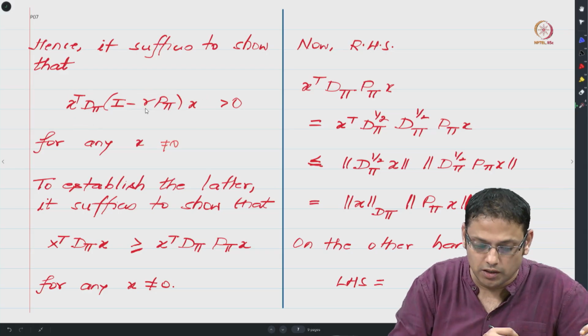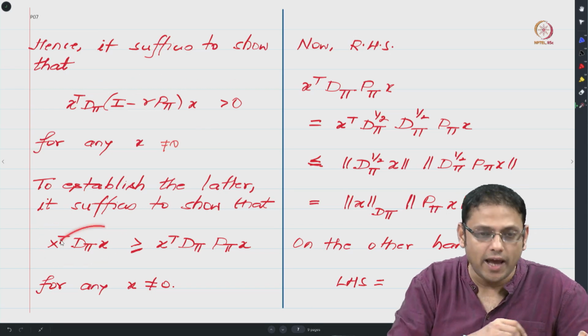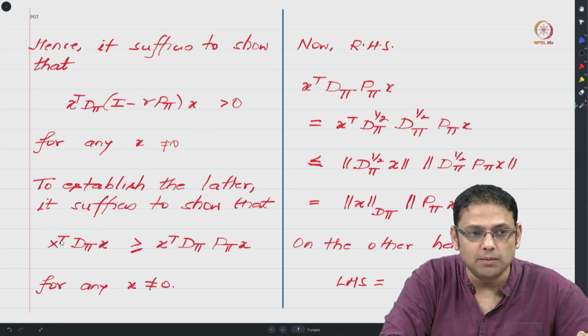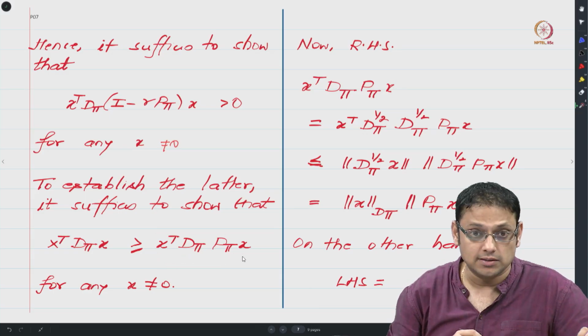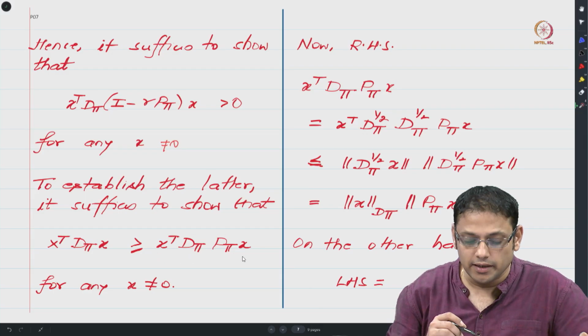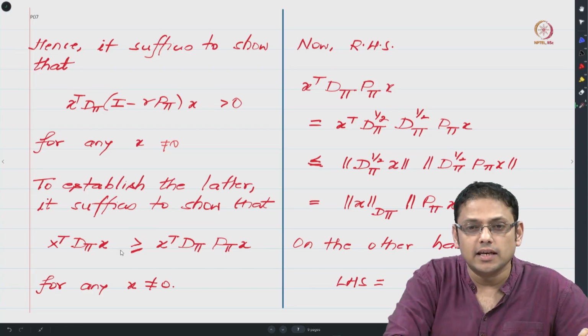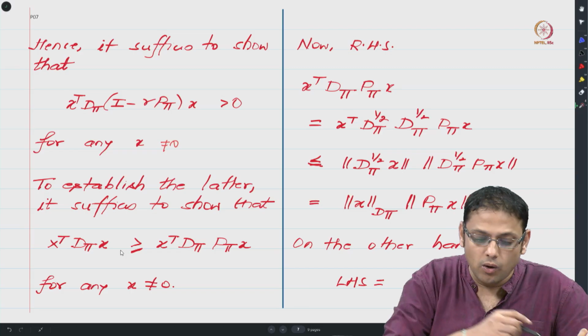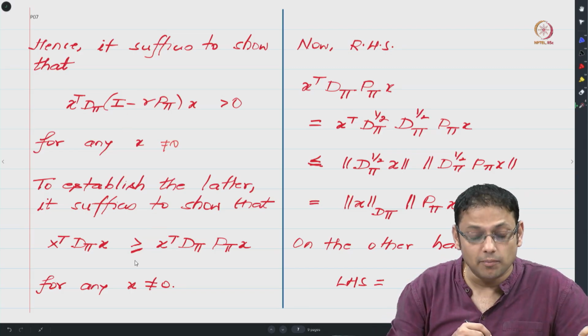and this quantity over here, you can see that this condition holds if we somehow manage to show that x transpose D_pi x is greater than or equal to x transpose D_pi P_pi x. An alert reader may notice here there is a strict inequality, whereas here there is a greater than or equal to. Now observe that here we have gamma, whereas here I have not put in gamma.